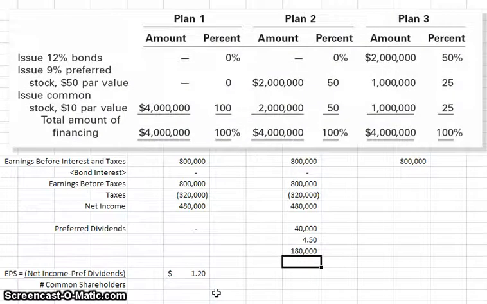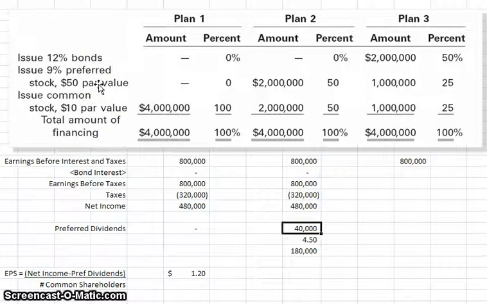Okay, welcome back. Picking up where we left off. Where we left off was that we had 40,000 preferred shareholders, which was calculated as $2 million worth of preferred stock divided by $50 a piece, right? So that gives you 40,000 shareholders.